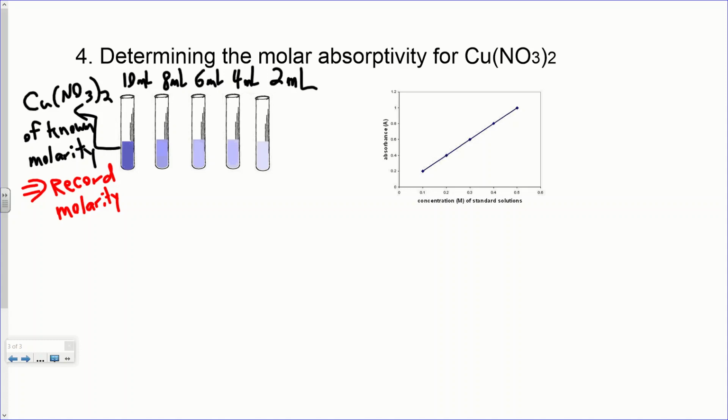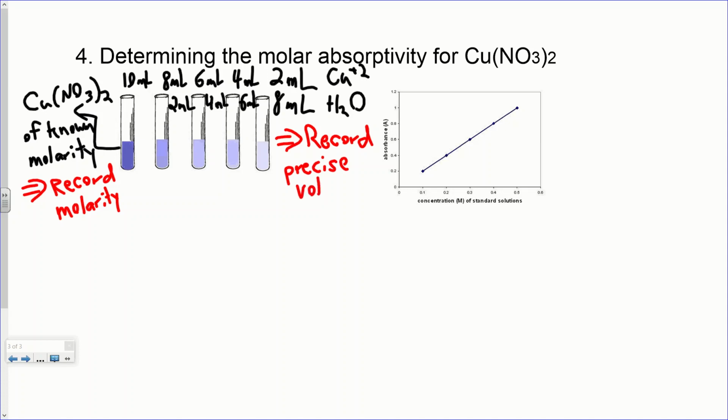So then you're going to add 2 mils of H2O to this, then you're going to add 4 mils of H2O to this, 6 mils of H2O to this, 8 mils of H2O to this. So you have copper solution, and you have H2O that you'll be adding. Now, you're going to be able to record these volumes to the nearest hundredth using the volumetric pipettes. So you will not have exactly 10.00 mils. You will not have exactly 8.00 mils. So you're going to have to make a table and record the precise volumes that you use.